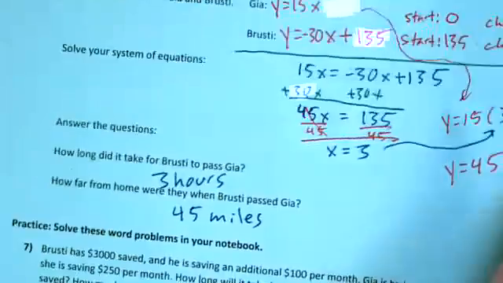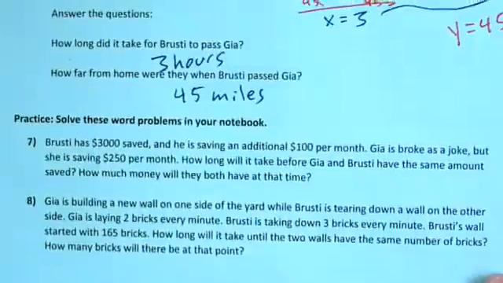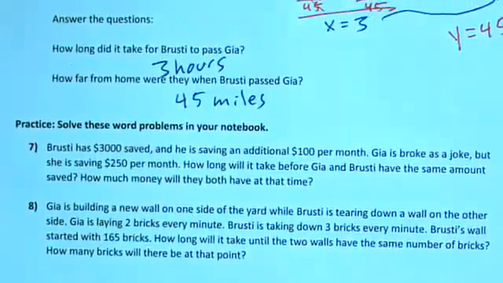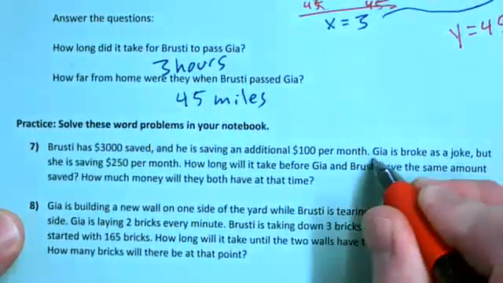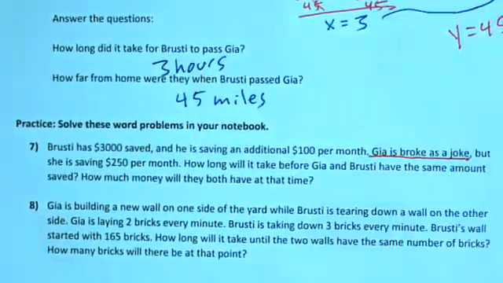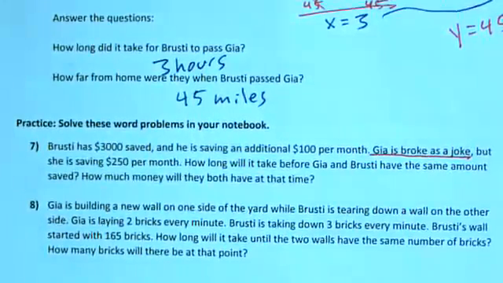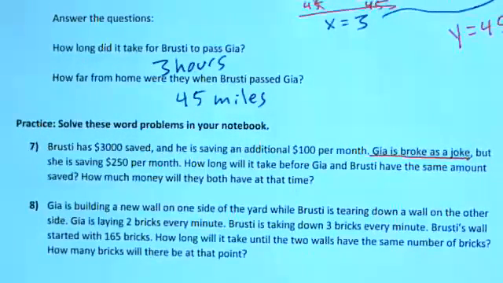So we're going to skip problem 7 and 8 for right now. I do want to point something out because I'm going to ask you to do this when you come in on Monday next week. Some people had trouble with this language before. Do you know what it means when it says G is broke as a joke? How much money does she have? 0, right? So, all right, let's pause there.